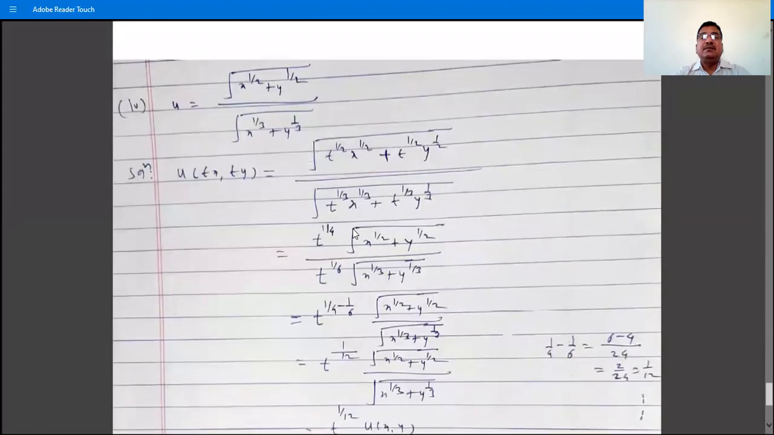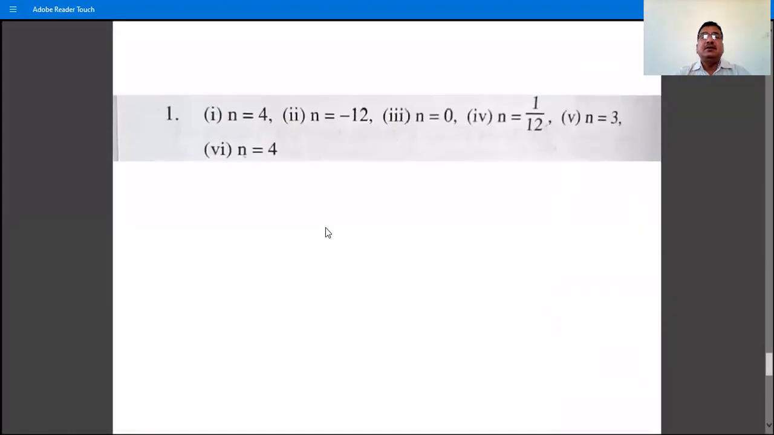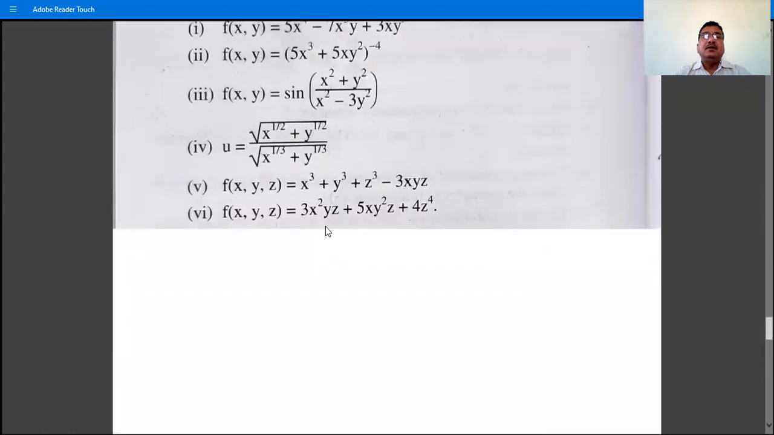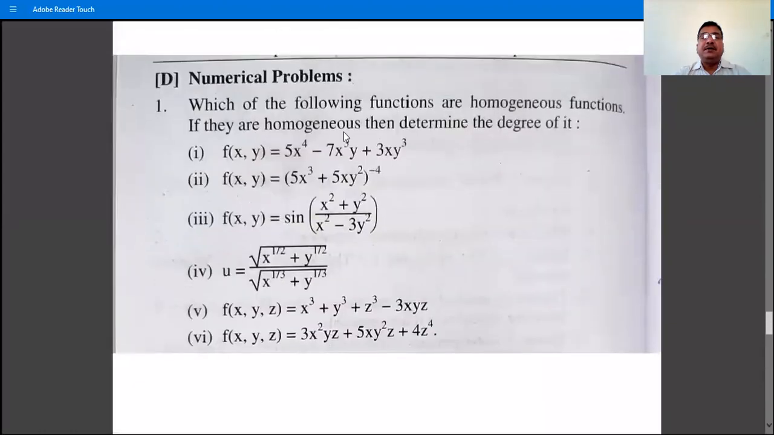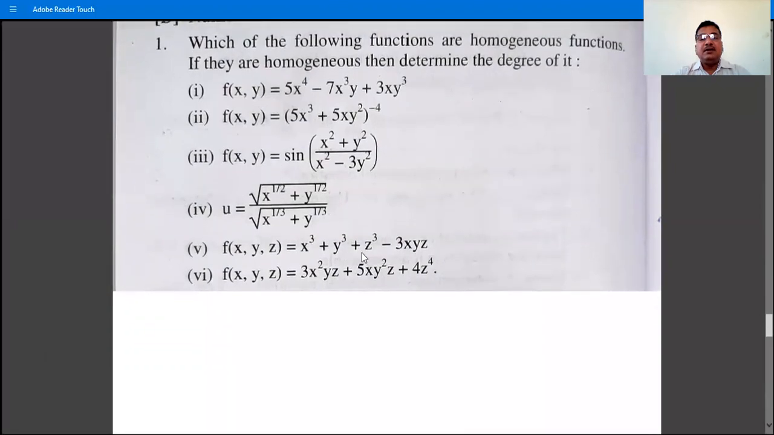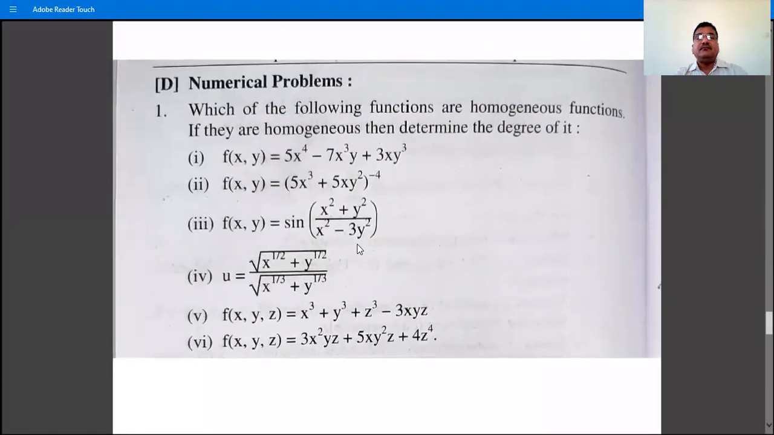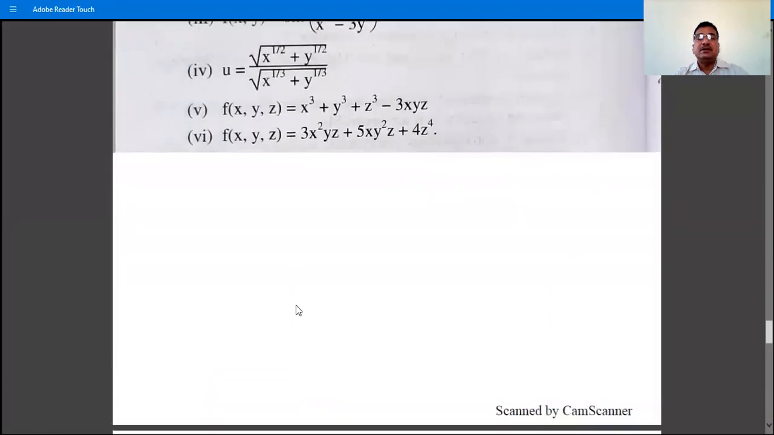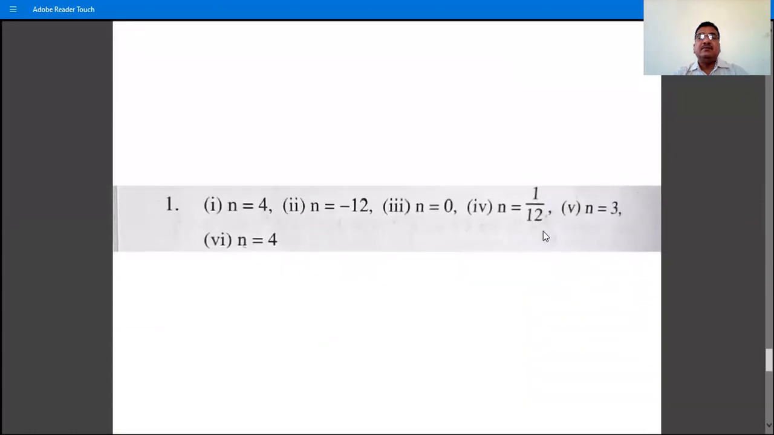How can we check whether the function is a homogeneous function? Find f(tx, ty), or for these two problems, find f(tx, ty, tz), and if it is expressed in the form t raised to n f(x,y,z), then we say it is a homogeneous function of degree n. So solve these problems, answers are given.